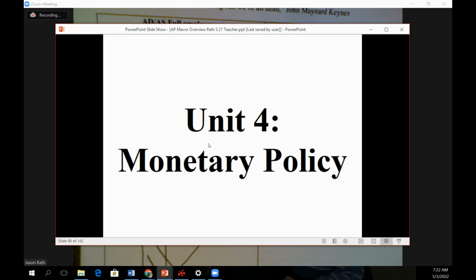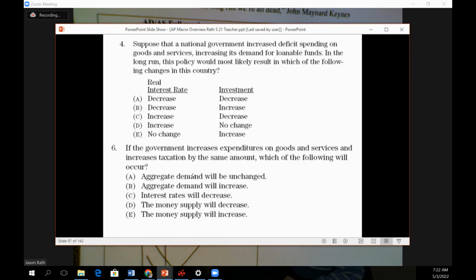And then the other one: if the government increases expenditures on goods and services and increases taxation at the same time, which of the following will occur? It'll be unchanged. Why? Because it balances out. Basically cancels each other out. Good.